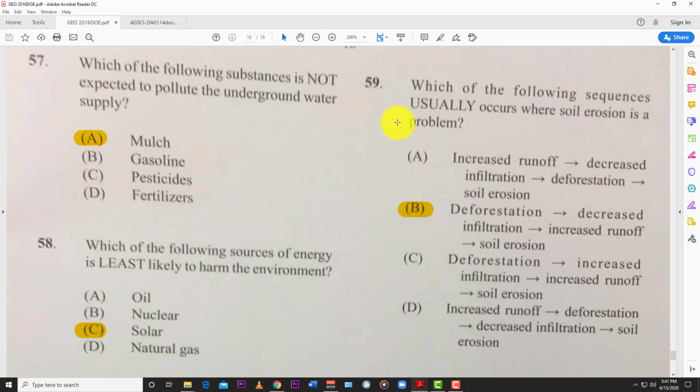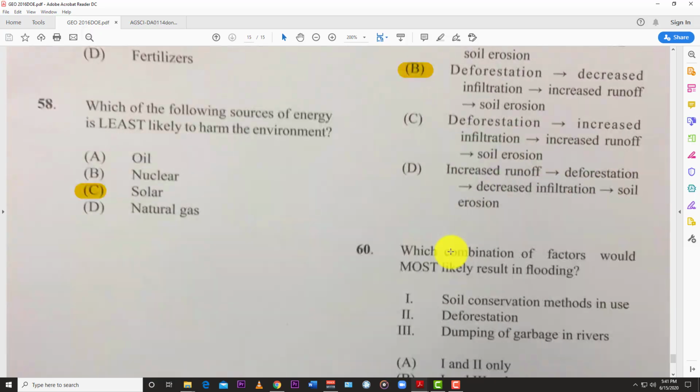59. Which of the following sequences usually occur where soil erosion is the problem? And the answer is, of course, B. First you have deforestation, then decreased infiltration, then increased runoff, and then soil erosion.